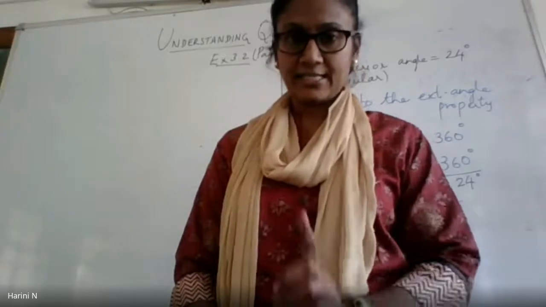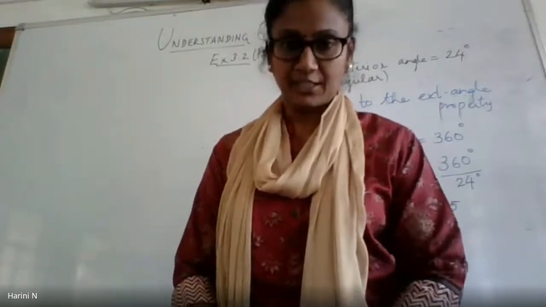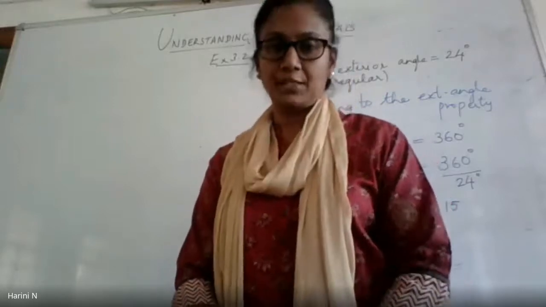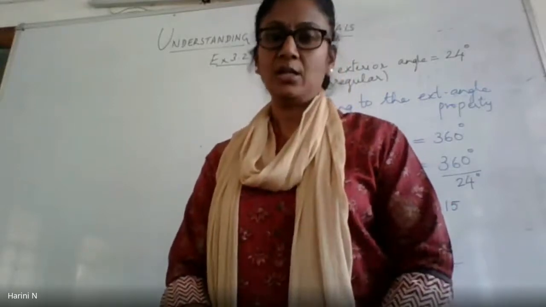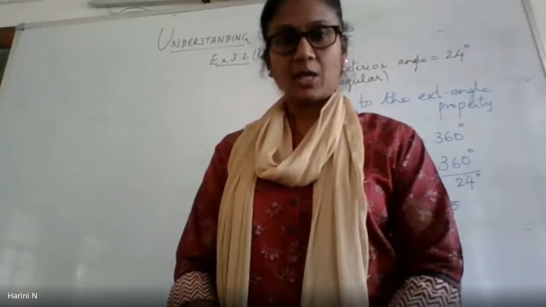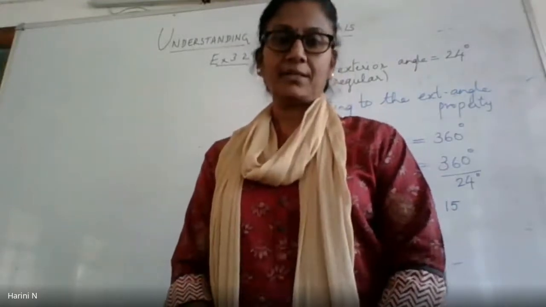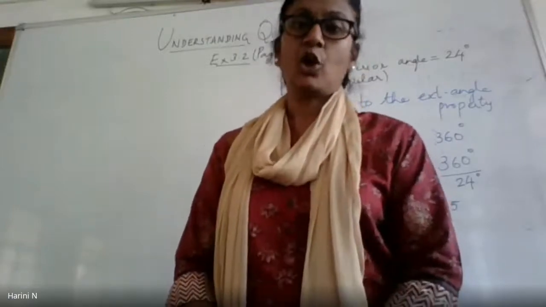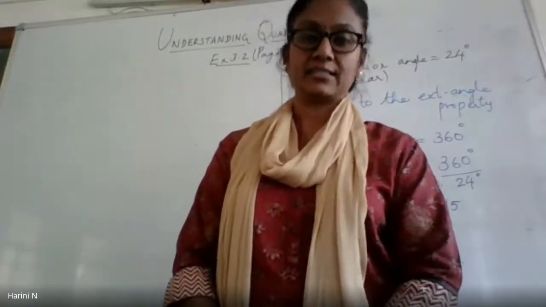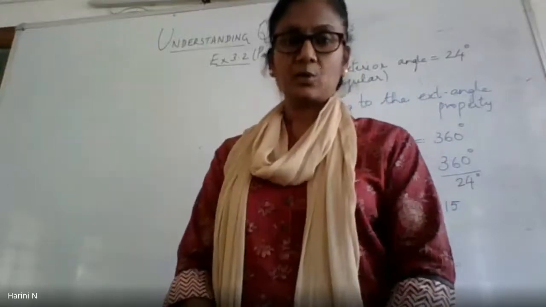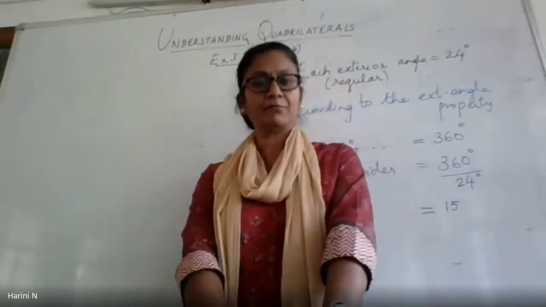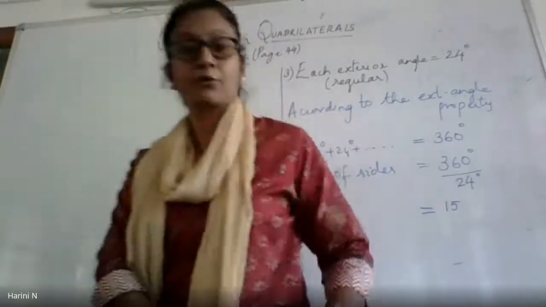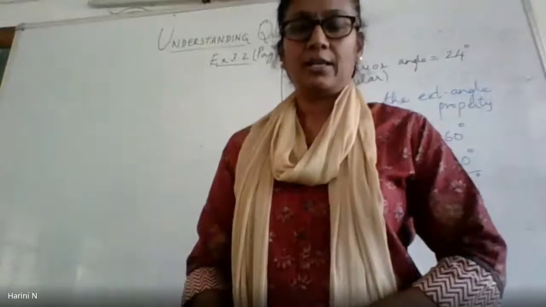Each exterior angle is going to become 15 degrees because in the problem it is given that it is a regular polygon. So all the exterior angles are going to be equal to 15 degrees each. Now I know by the exterior angle property that the sum of the exterior angles will become equal to 360 degrees. So how many 15s when you add will you get 360 is what you have to find out. That is, in other words, you have to find out 360 divided by 15, which will give you the number of sides of a given regular polygon.